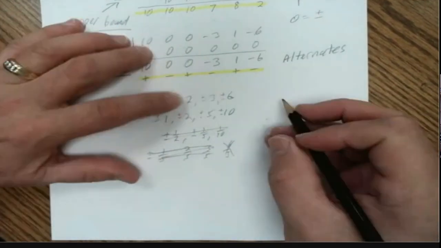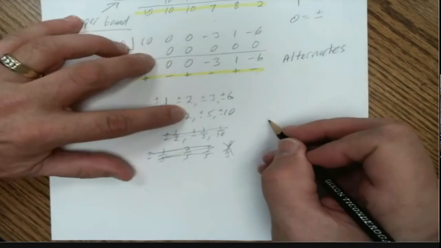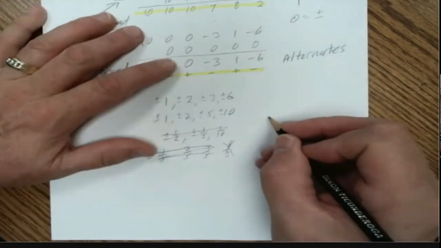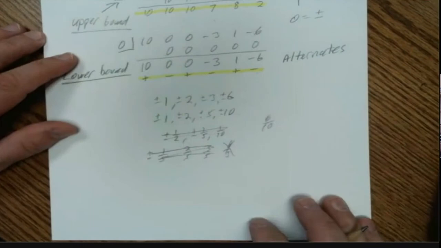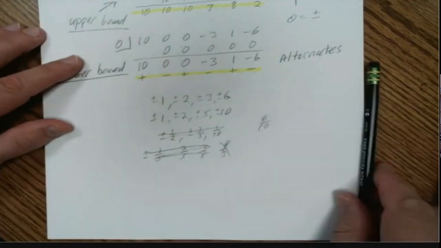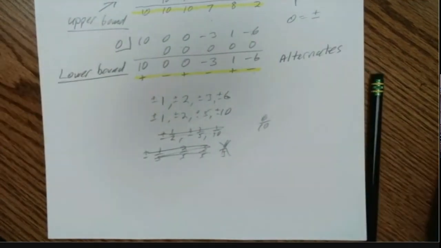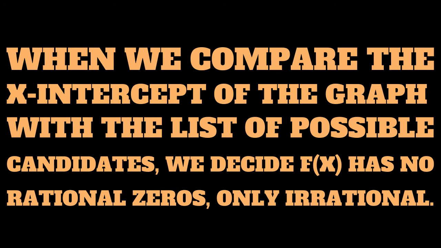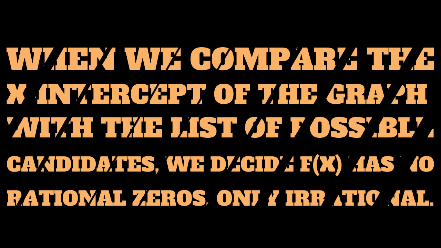Let's go to sixes. 6 over 1 is 6. 6 over 2 is 3. 6 over 6/10 would be the other possible one there. So we're looking at these, and they all seem to be numbers that don't really come into that. So what we see is we compare the x-intercept of the graph we saw on the calculator with the list of possible candidates for zeros, and we decide that f of x has no rational zeros, only irrational.